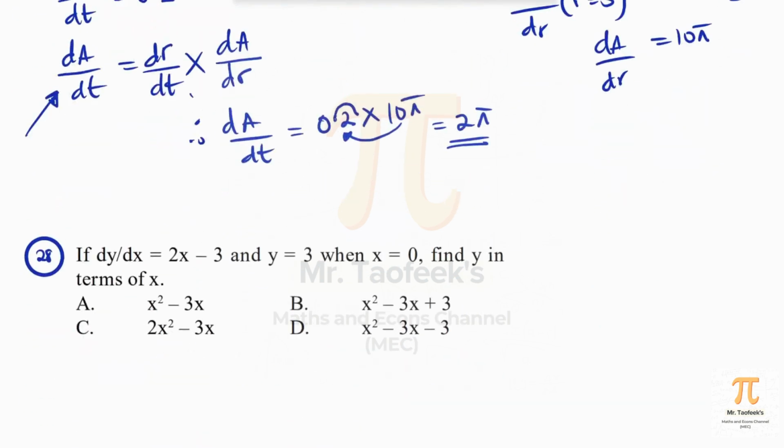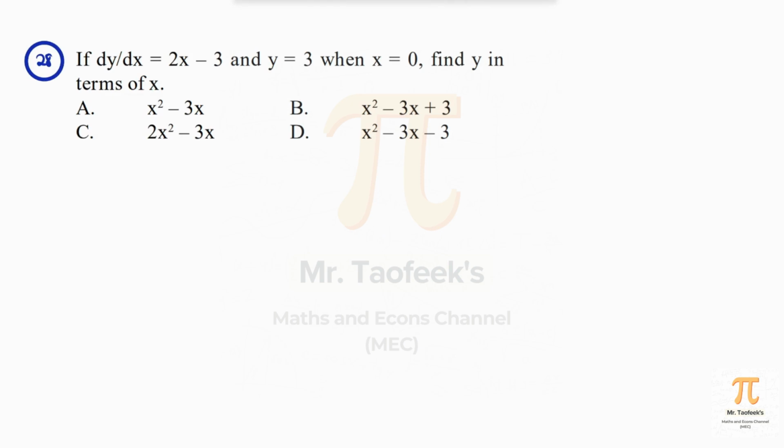All right, moving on to question 28. Well, this is getting interesting. Differentiation. If dy/dx is equal to 2x minus 3, y is equal to 3 when x is equal to 0, find y in terms of x. So they have given us the gradient. They want to find the function.